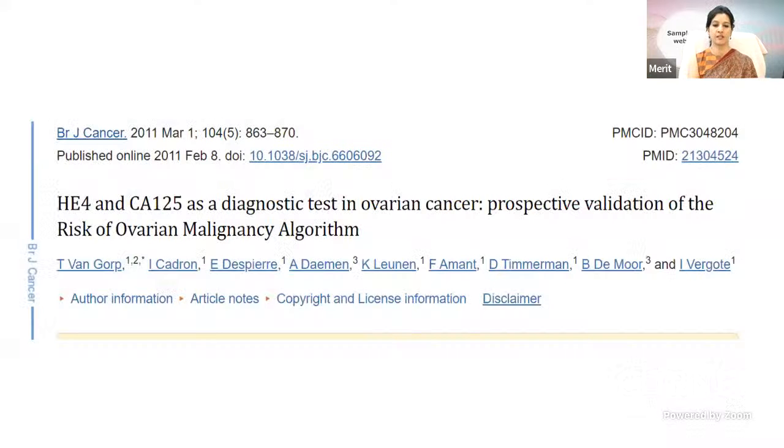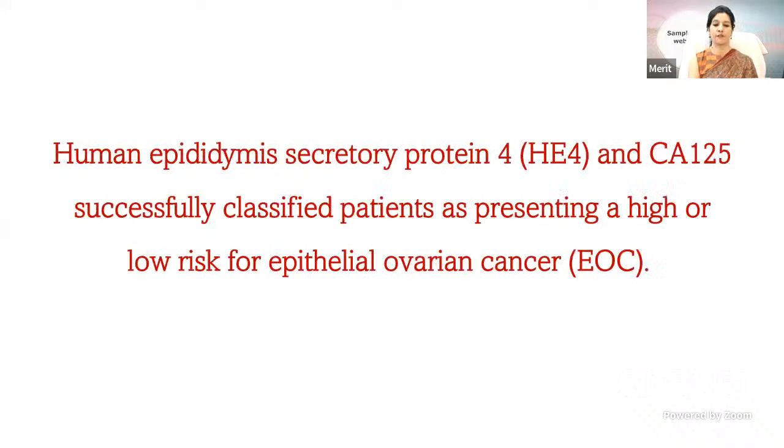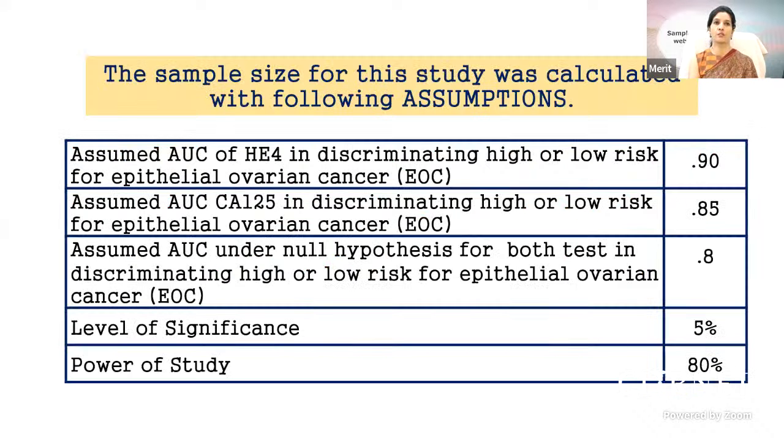And then again, coming to your time to practice. HE4 and CA125 are two diagnostic tests for diagnosing ovarian cancer. If you have to compare these two, HE4 is the human epididymis secretory protein 4, and CA125, both are used to classify patients as presenting a high or low risk of epithelial ovarian cancer. So this is a screening test. The assumed AUC for HE4 is 0.90, and for CA125 is 0.85. 0.8 is the assumption for both under the null hypothesis. 5% is the significance and 80% is the power. So now all of you please calculate the sample size.